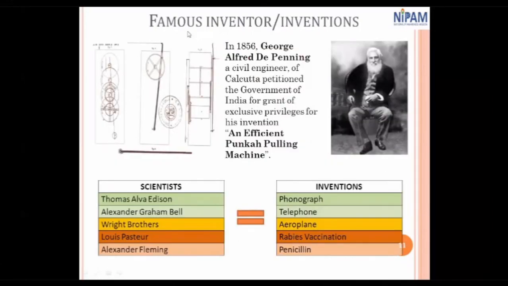Now, these are the famous inventors and inventions. In India, Mr. George Alfred D. Penning was the first person who was granted a patent in India. He invented an efficient pankha pulling machine. It was during the British period, but he was the first person who was granted a patent in India. And then we have various scientists like Mr. Thomas Alva Edison, who got it for the phonograph, Alexander Graham Bell for the telephone, Alexander Fleming for penicillin.